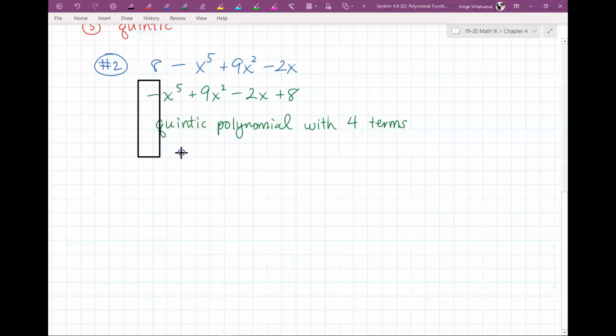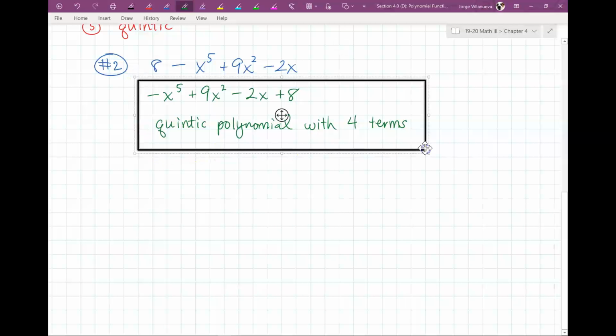Notice I didn't really have to do much math, right? I didn't have to do any type of calculations, maybe some rewriting, but I just rewrote the function, or the expression in this case. I rewrote the expression, and then I classified it by its degree, and then by the number of terms. So that's pretty easy, right? It doesn't take a lot of brain power to do that. It's just organize them, give it its name, and there you go.